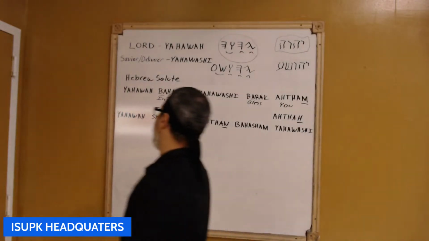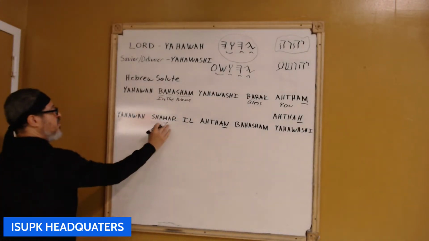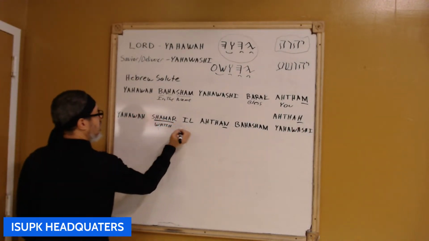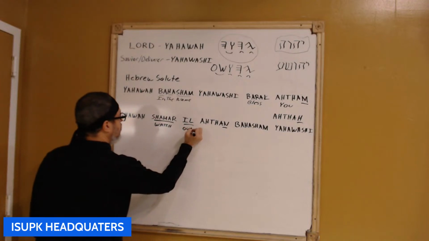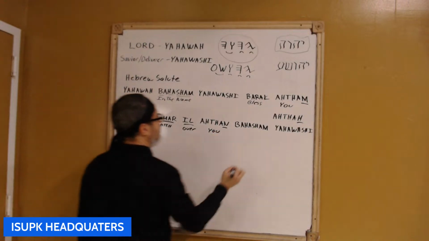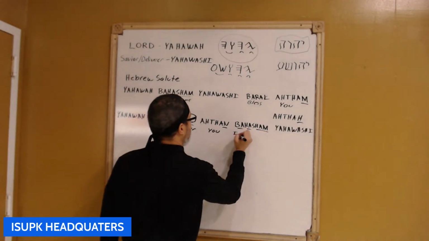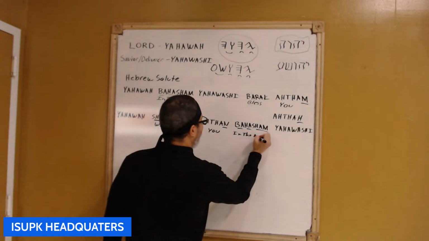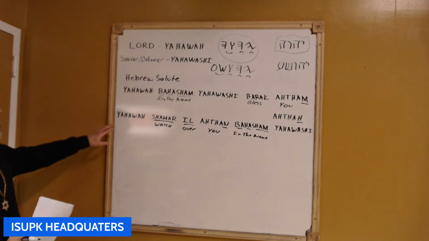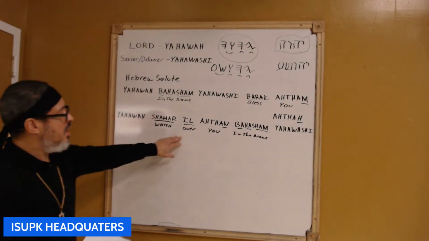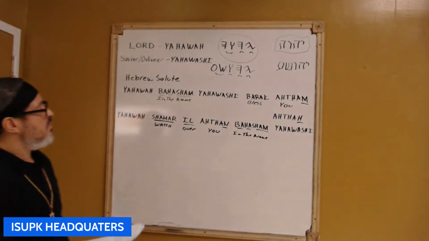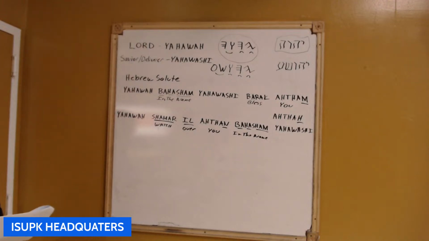So this means Yahweh, Shamar, which is watch. I'll is over. Athan, you. Bahasham, in the name, Yahweh Shai. So we say that as sisters. Yahweh Shamar, I'll Athan, Bahasham, Yahweh Shai. That's the salute we say to the sisters.